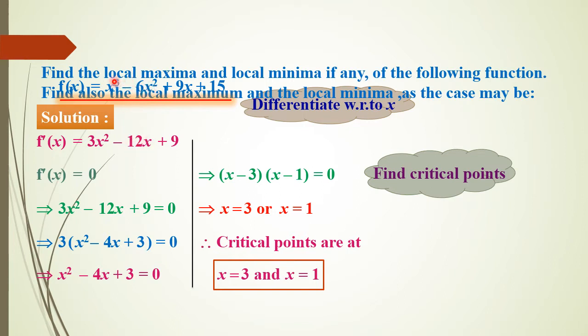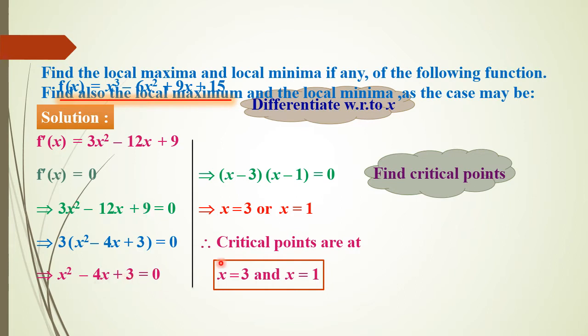12x with minus, written as it is, x cube differentiation is 3x square, by the formula for x to the power n. So differentiation of x to the power n is n x to the power n minus 1. So f dash of x equal to 0. Once you write this, then 3x square minus 12x plus 9 equal to 0. Take 3 outside as common from all three terms. Next you'll get this much.